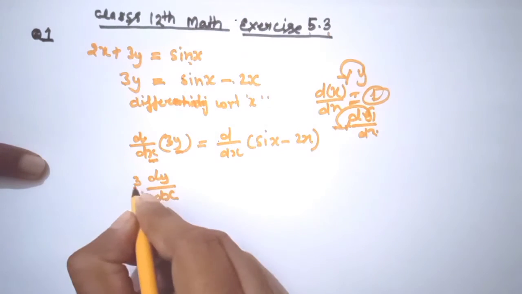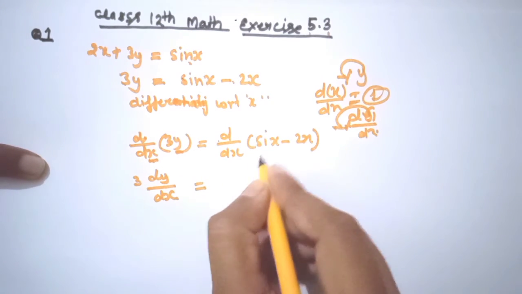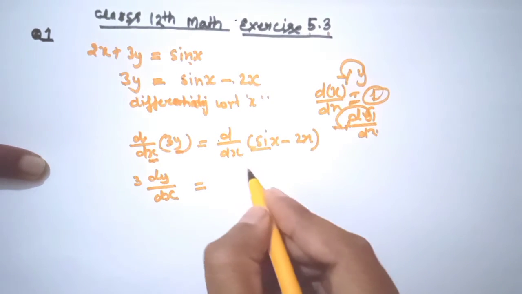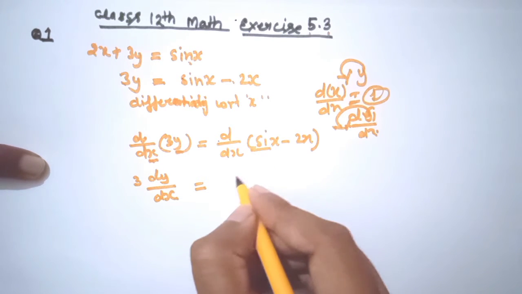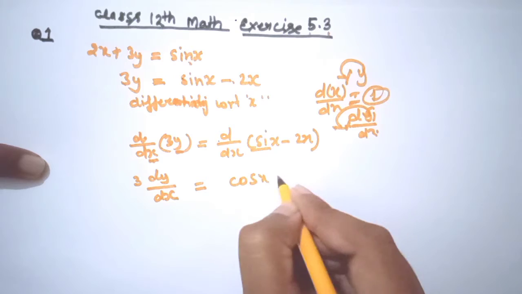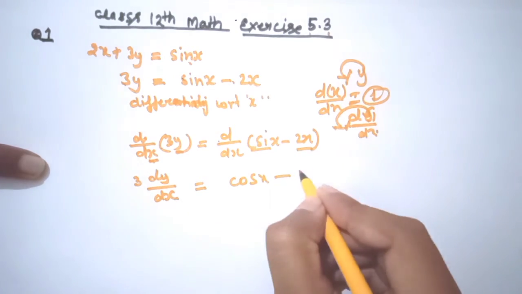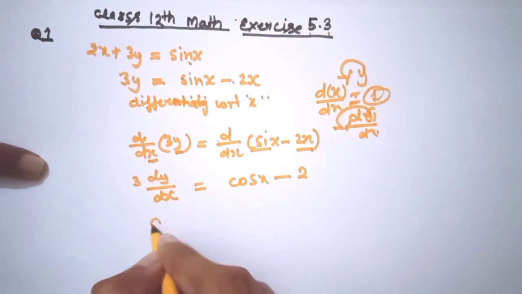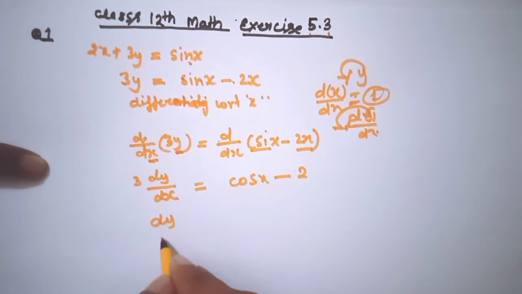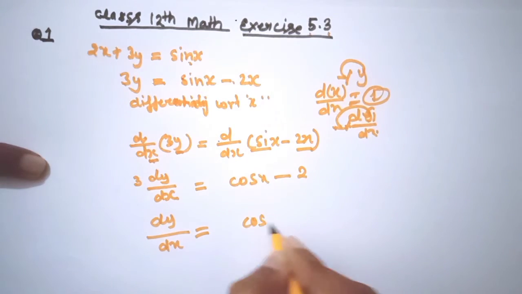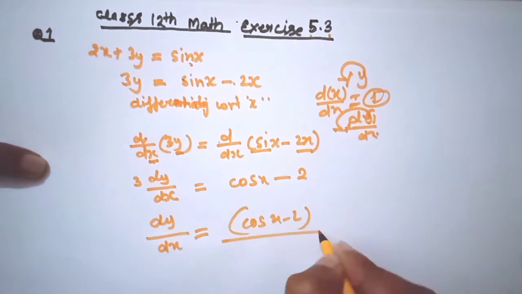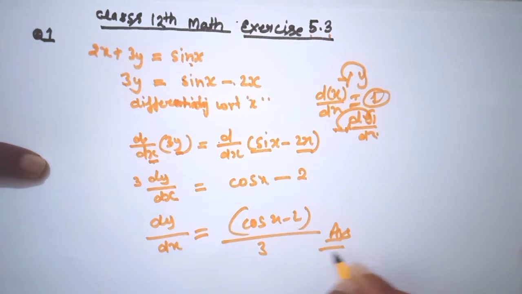So 3 dy by dx is equal to, it will be sin x. What is the differentiation of sin x? It is cos x, minus the differentiation of 2x, which is 2. We will get dy by dx is equal to cos x minus 2 upon 3. This is your answer.